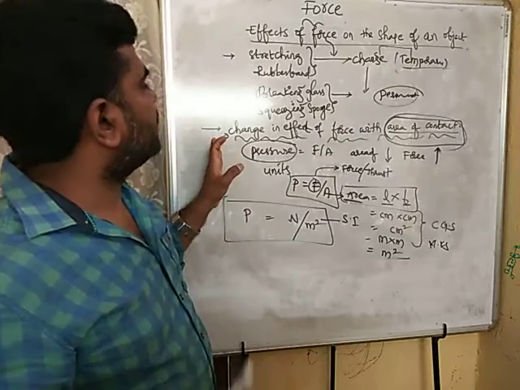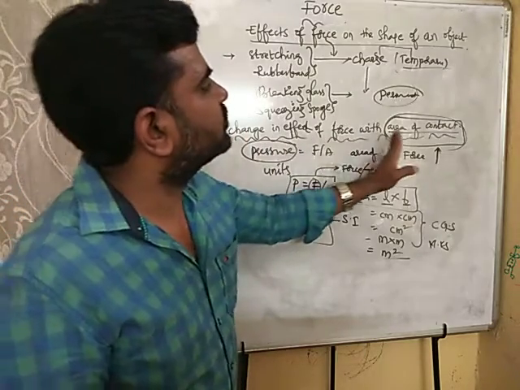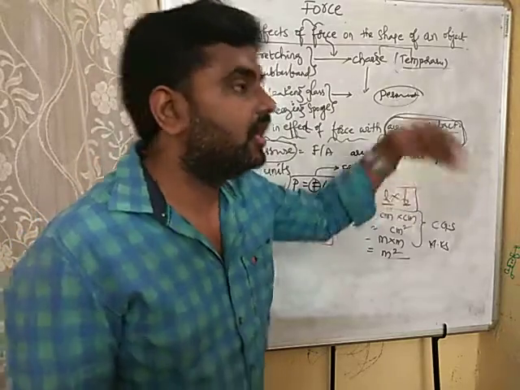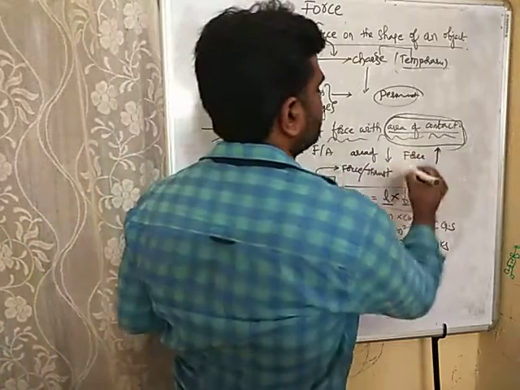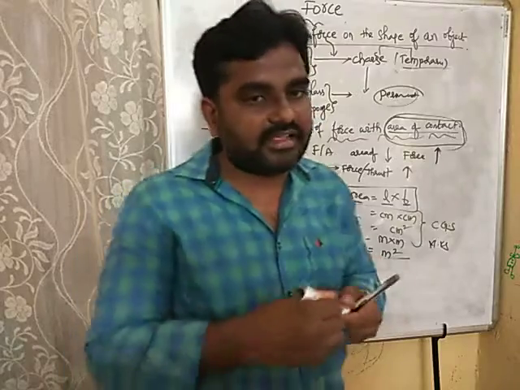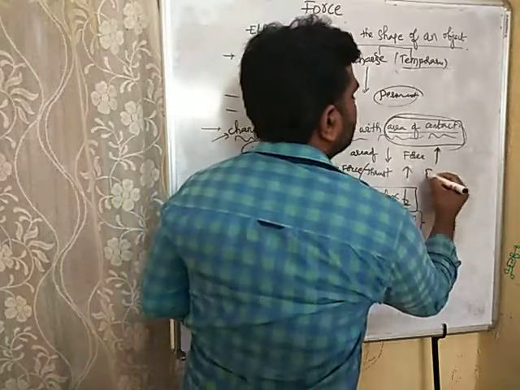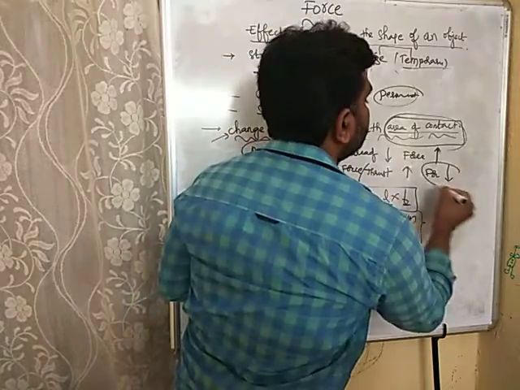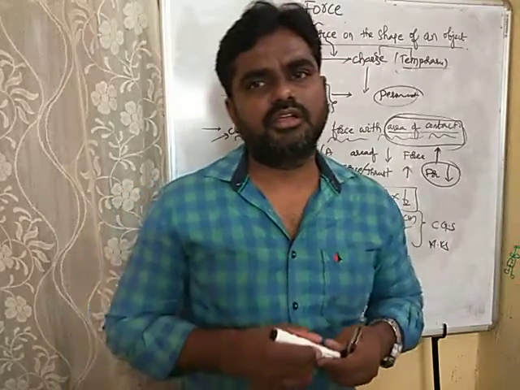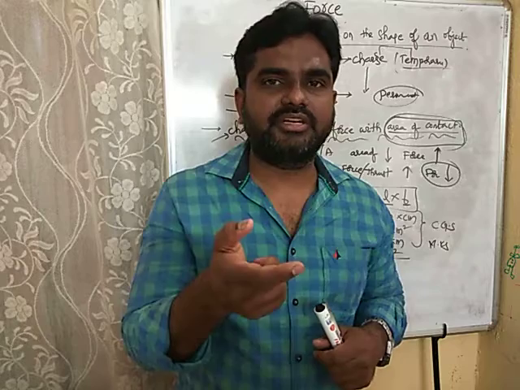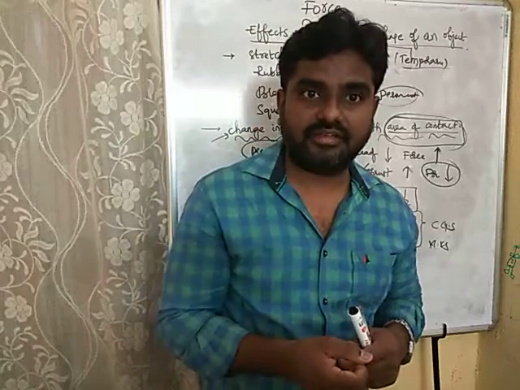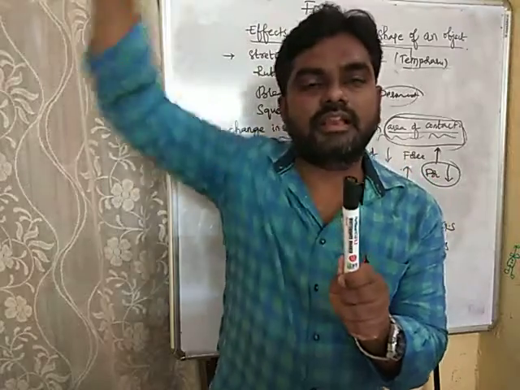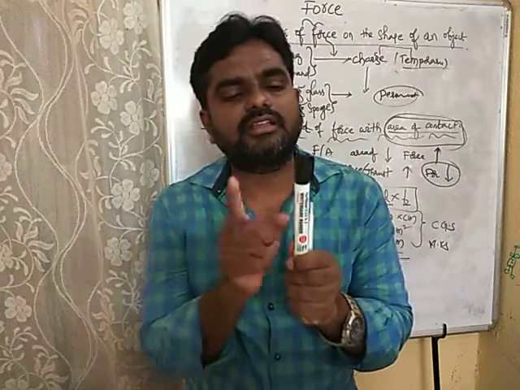Now coming to the second concept of today's class: changing the effect of force with area of contact. When the area of contact is very low, then the force or pressure will be high. If the area of contact is high, that means wider areas, then the pressure will be low. We use many instances in daily life. Take a knife: a knife has two edges. One edge is very sharp and the other edge is a little wider than the first one.